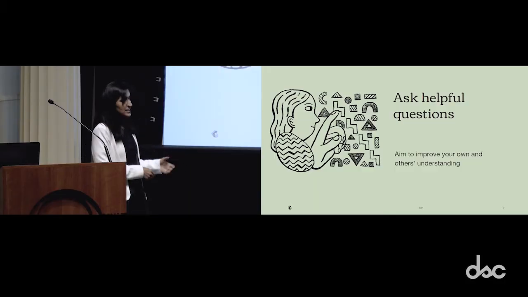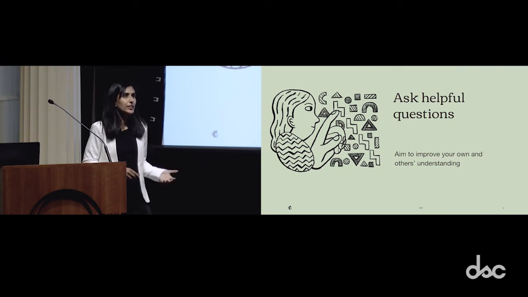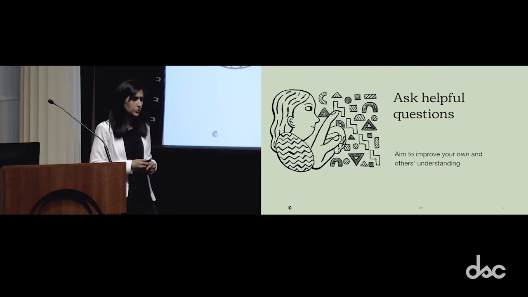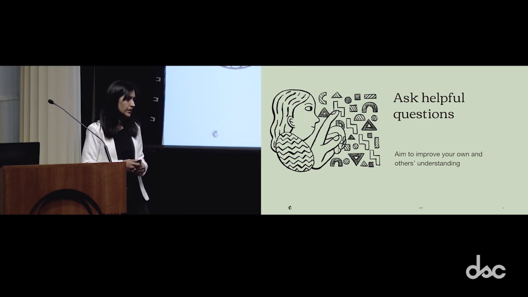The next lesson I have is to ask helpful questions. So collaborative learning is all about taking asymmetric roles, right? Sometimes you're the teacher and sometimes you're the student, and a lot of times you're both. So when you're the student, you're playing just as important of a role, contributing to shared understanding by the questions you choose to ask. And what do I mean by helpful questions?